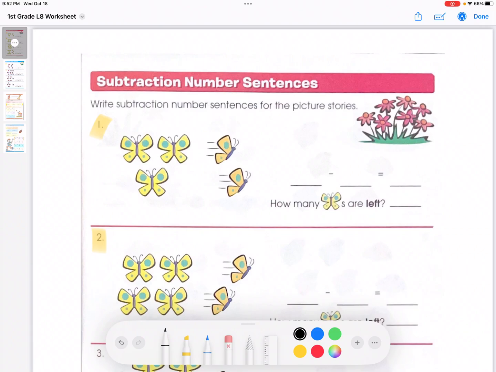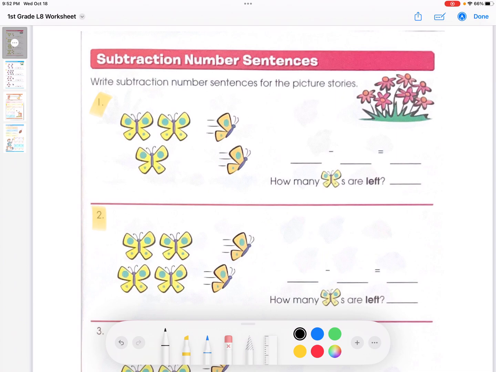Hi, so we're starting lesson 8 for first grade for YWalk, and our first section is write subtraction number sentences for the picture stories. So number 1, we see butterflies, and let's count how many there are in total and how many are leaving to find out our difference in the end. So first we have 1, 2, 3, 4, 5 butterflies in total, so we're going to write 5 here. And then we see that 1, 2 are going away, so we're subtracting 2 from the total amount. So 5 minus 2, let's take out 2 of them.